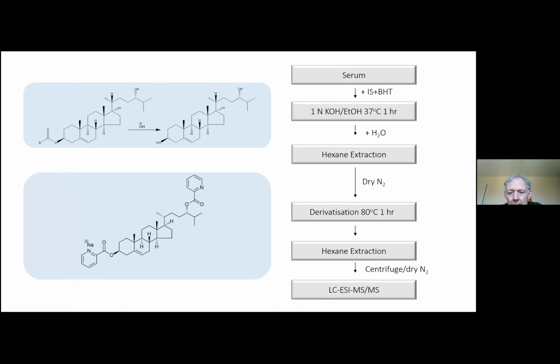So if we quickly go through the Honda method, again, we're taking serum as our example starting material.